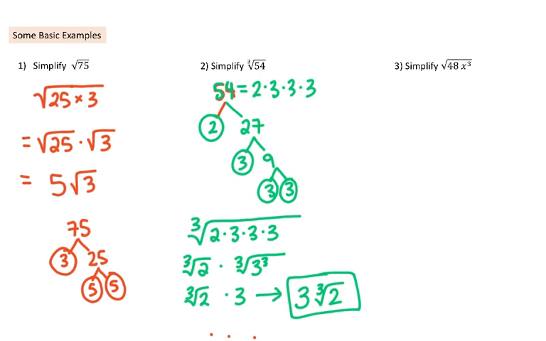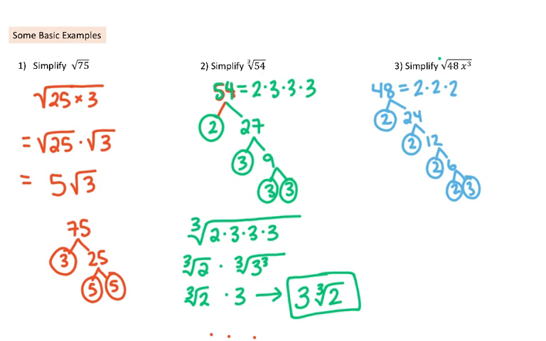Okay, let's try the next one. Now notice there's no number here, so that's a square root. So I will, first of all, try to break 48 apart, to see how we can simplify. So 48 is just 2 times 24. 24 is just 2 times 12. 12 is just 2 times 6. And 6 is just 2 times 3. So lots of work to realize that 48 can be rewritten as 2 times 2 times 2 times 2 times 3.